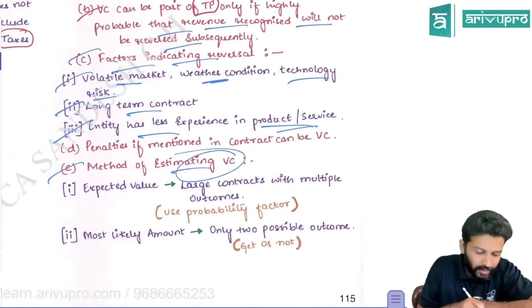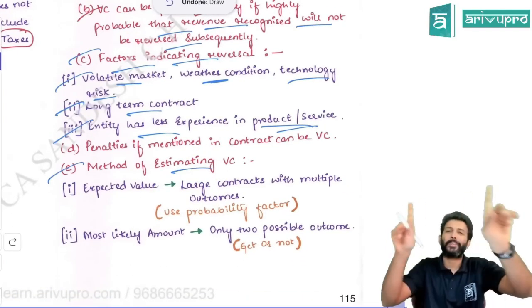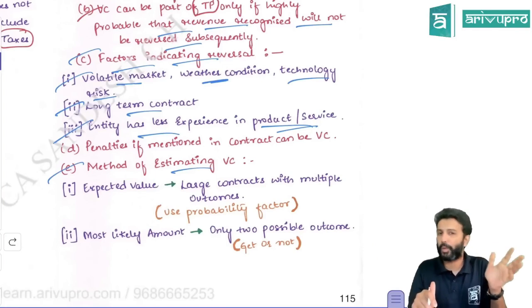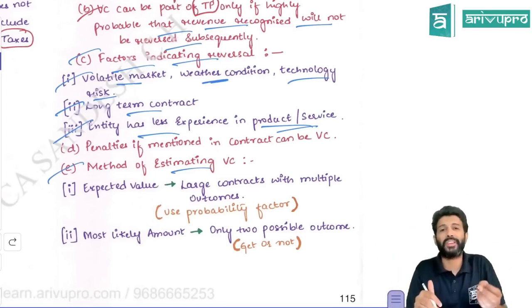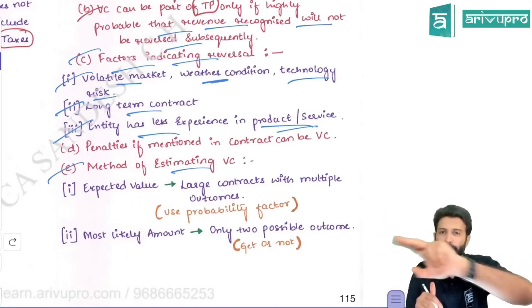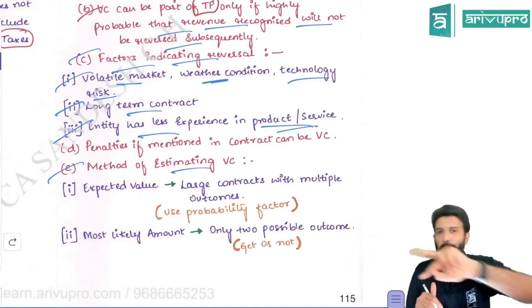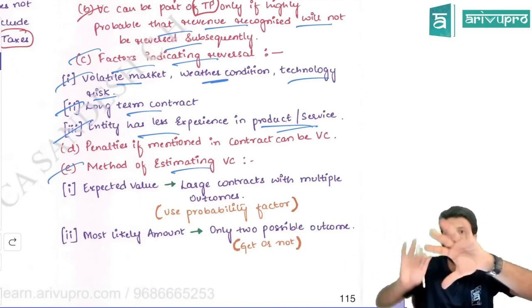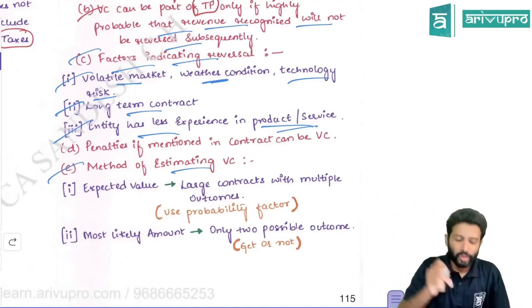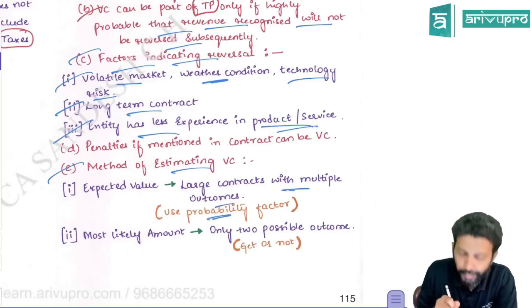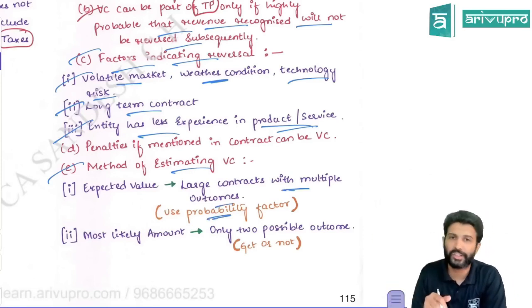Sir, you may have to estimate variable consideration sometimes, because in the contract it may not be a very simple amount. The customer may say, if you complete within 10 months, you will get this much bonus. If you complete within 12 months, you will get this much bonus. If you complete within 18 months, that much bonus. That means you may have various amounts. So if you have multiple outcomes, you may have to estimate variable consideration.